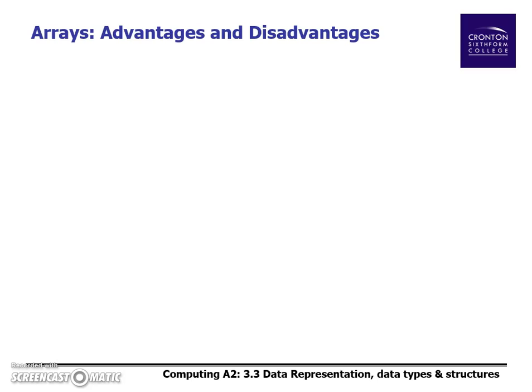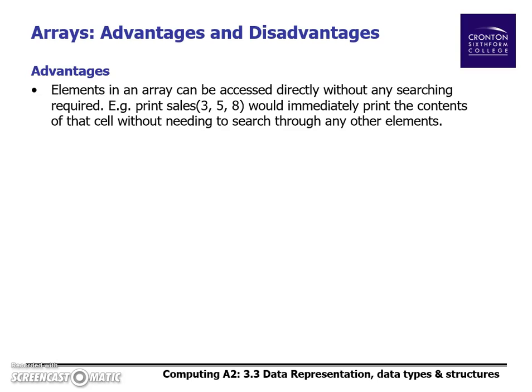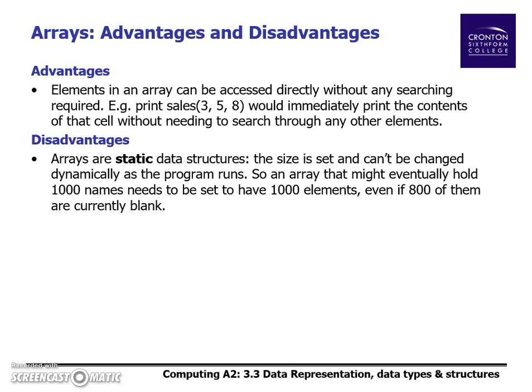So there are some advantages and disadvantages of arrays. The advantages are that elements in an array can be accessed directly without any searching required. For example, print sales(3, 5, 8) would immediately print the contents of that cell without needing to search through any other elements. Disadvantages: arrays are static data structures. The size is set and can't be changed dynamically as the program runs. So an array that might eventually hold 1,000 names needs to be set to have 1,000 elements, even if 800 of them are currently blank, and that's then a waste of potential space.